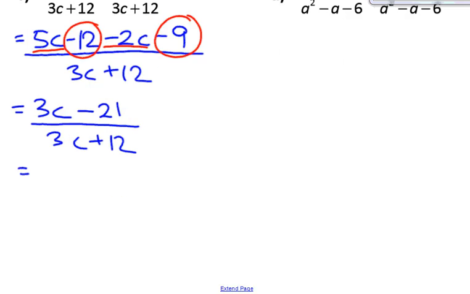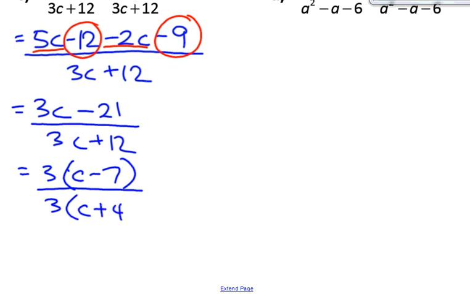Factor, and we have 3 times c minus 7 divided by 3 times c plus 4. The 3's then cancel, leaving us with c minus 7 over c plus 4.